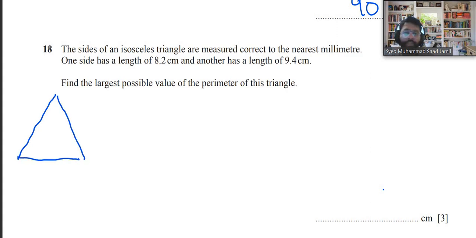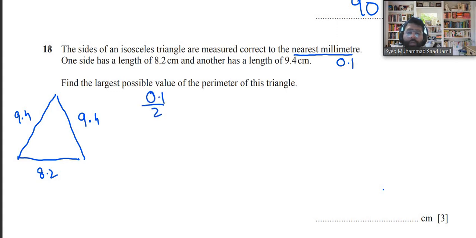Isosceles triangle means that 2 sides are the same. Alright. So because we want the largest possible value, we will assume that the 2 big sides are the same. Secondly, it says it's correct to nearest 1 millimeter. It means correct to nearest 0.1. Since we have to find the largest possible value of the perimeter of the triangle, we will take the upper bound of the triangle.